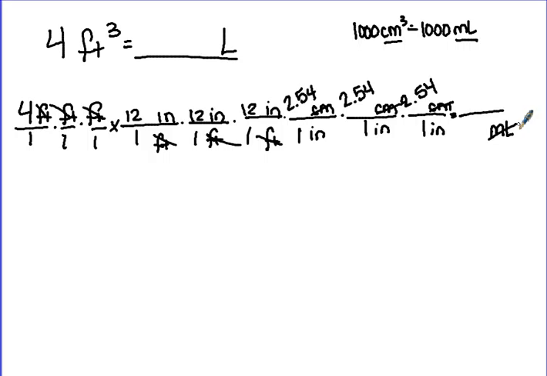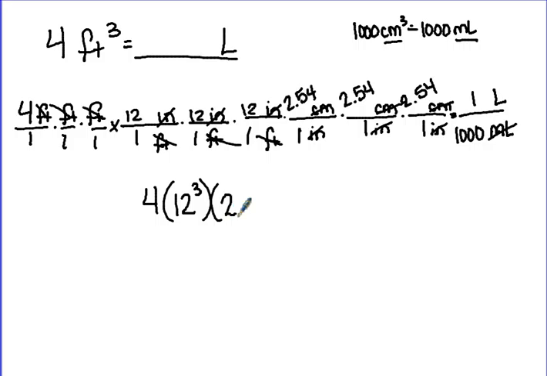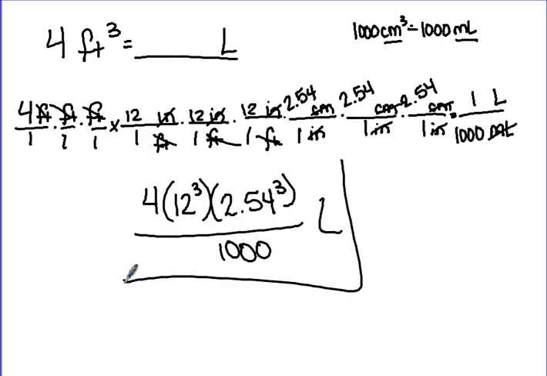And then we are using milliliters to convert to liters. So then we're just going to fill in our numbers. There are 1,000 milliliters per 1 liter. So now that all of our units are canceled, we just multiply the numbers. And you can leave these as a multiplication problem instead of multiplying them out. So what I would do is 4 times 12 cubed times 2.54 cubed divided by 1,000 liters. And that's how I would leave my answer.